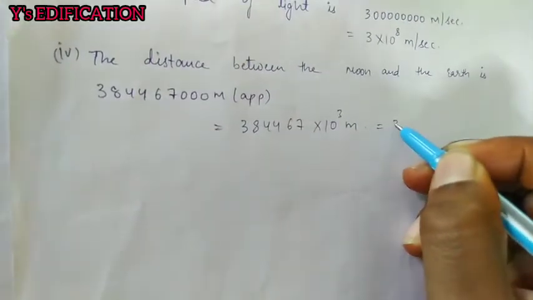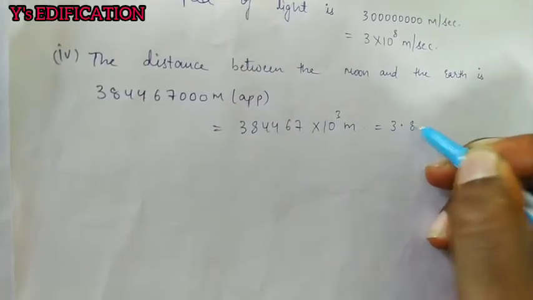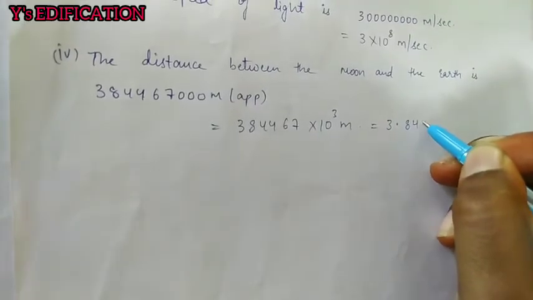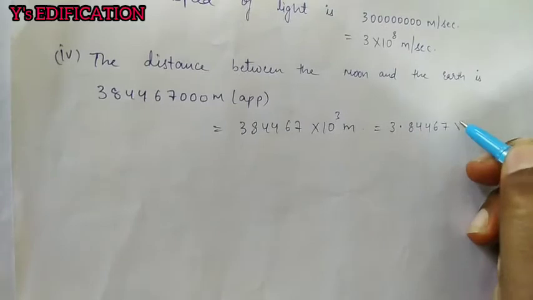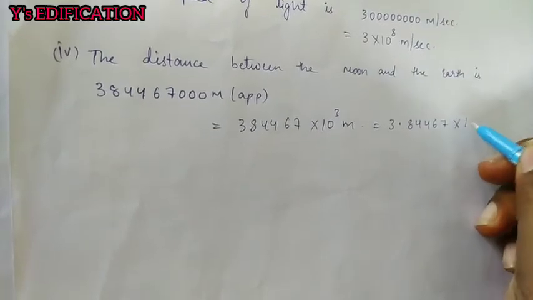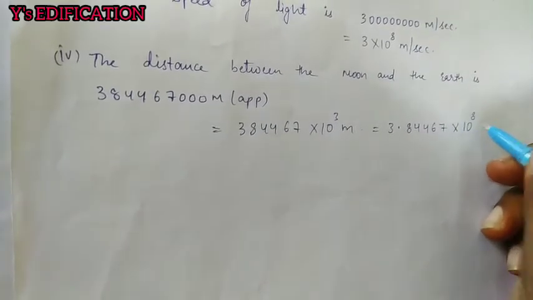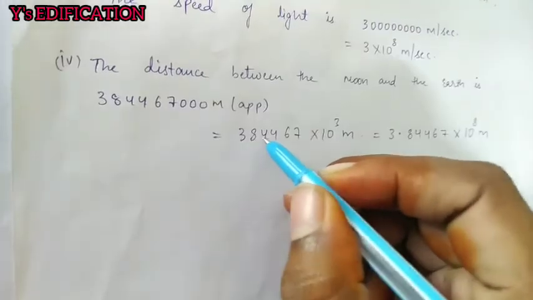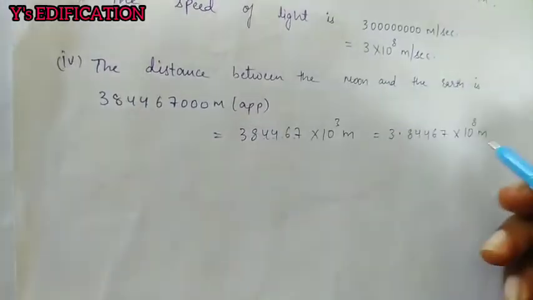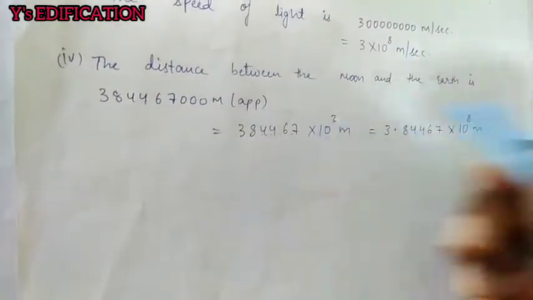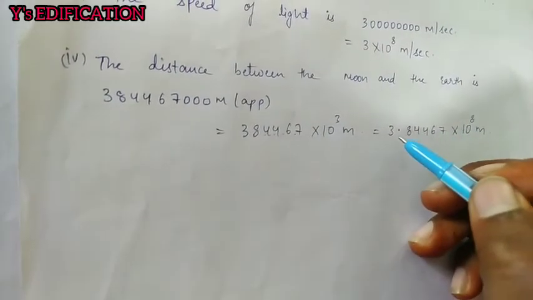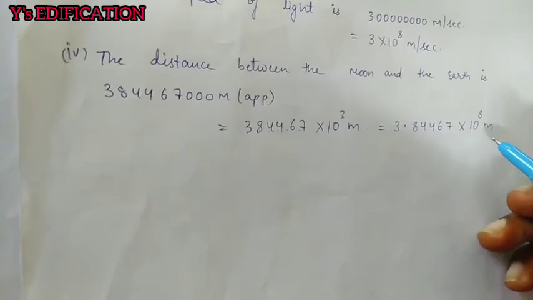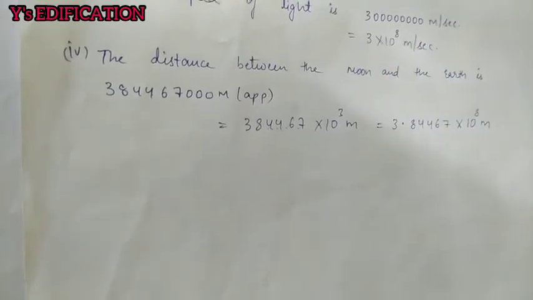So I will write this as 3.84467 into 10 power 8 meters. Why? Because 1, 2, 3, 4, 5 decimals are moved and here already we have 10 power 3. So 3 plus 5 is 8. So it will become 3.84467 into 10 power 8 meters.